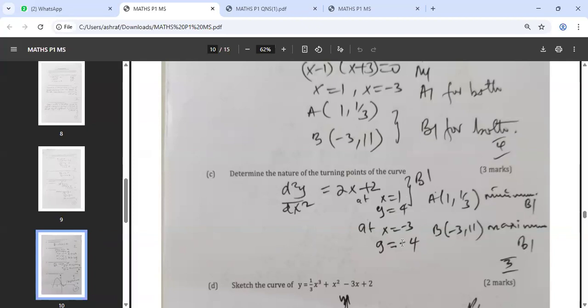Okay, so now we have determined the nature of the turning points. Then we go to sketch the curve. The next part is you sketch the curve. Before you sketch a curve, what are some of the things you're supposed to consider? Any ideas? Before we sketch a curve, what do we consider?